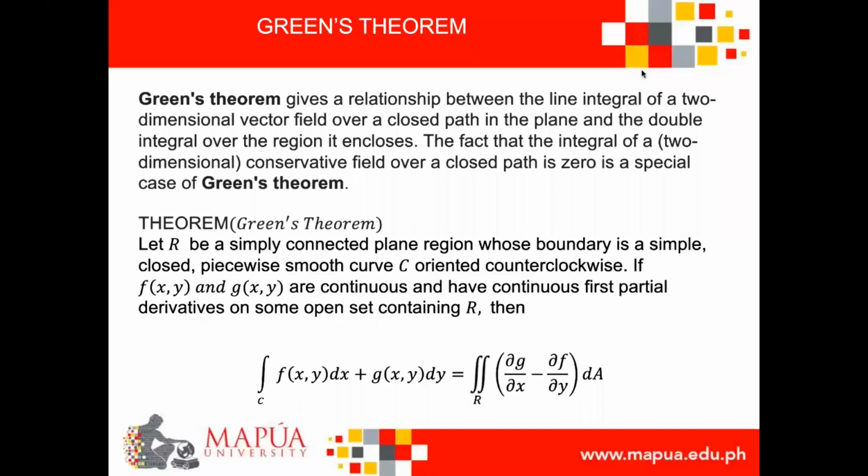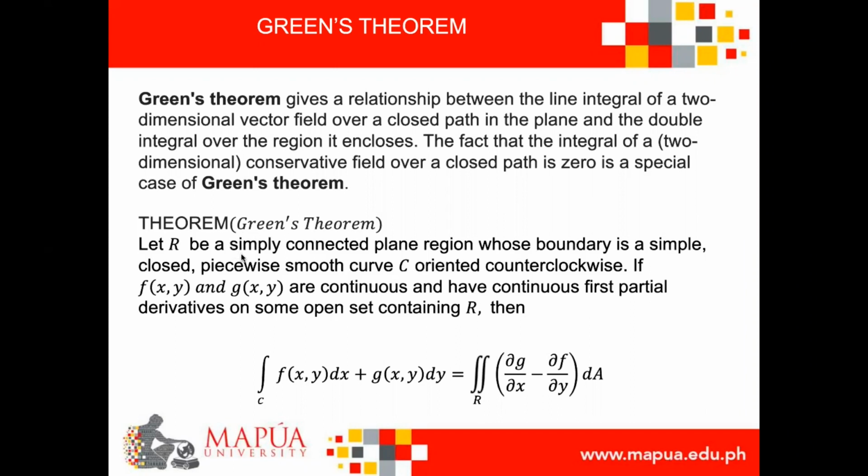This is the overview of Green's theorem. It gives us a relationship between the line integral of a two-dimensional vector field over a closed path in the plane and a double integral over the region it encloses. The fact that the integral of a two-dimensional conservative field over a closed path is zero is a special case of Green's theorem. Then we have the theorem about Green's theorem.